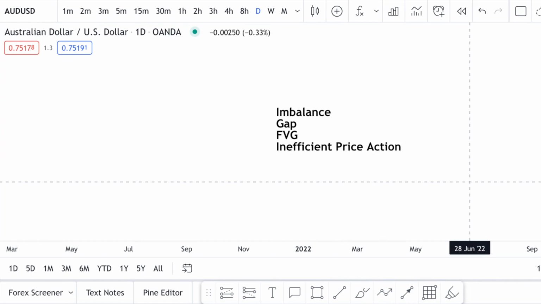So today I'm just gonna pop on here and do a quick session on imbalance, gap, fair value gap, inefficient price action, whatever you want to call it, it's all the same thing, right?